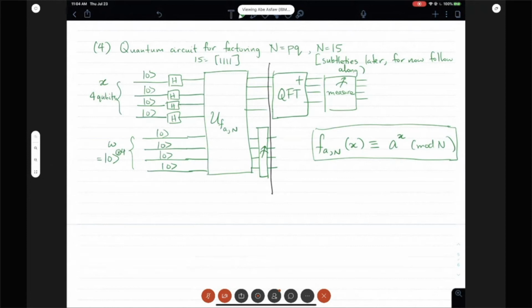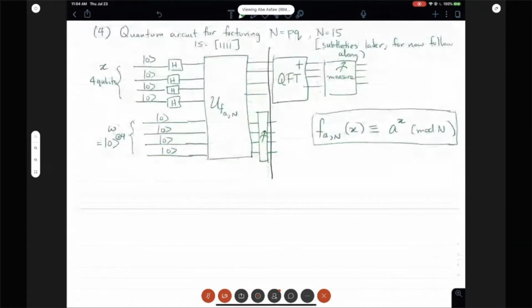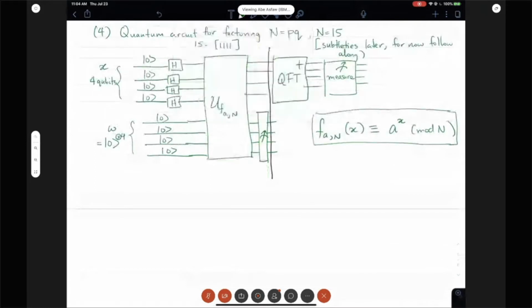Okay, welcome back, everyone. So the exciting stuff, right, where we get to see how the circuit works. We built up this circuit. Just as a reminder, we're trying to factor 15 using this circuit. And what I'm doing is taking advantage of this box here, which implements this function.